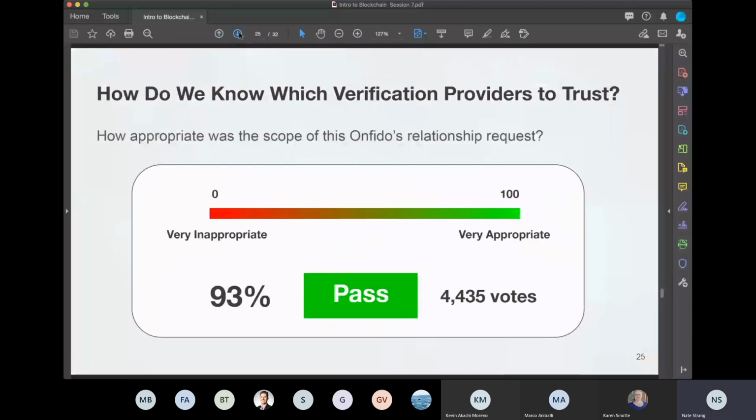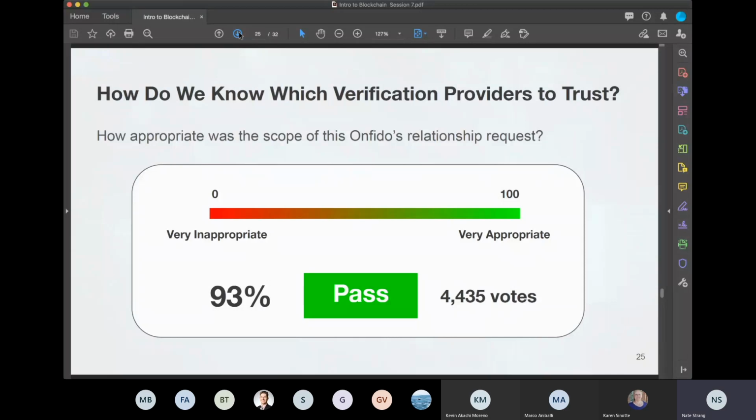So how do we know which verification providers to trust? Each time an identity or an entity creates a relationship with a verification provider, say it's on Fido, they're going to give that verification provider a rating based on the scope of the request. Was it out of the ordinary for what I was trying to accomplish? Was there anything inappropriate about the experience? Did they cancel my relationship before they should have? So this is just a basic metric to say which verification providers are the good actors in the system.